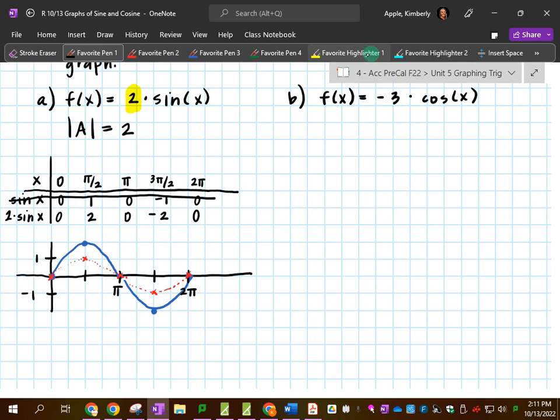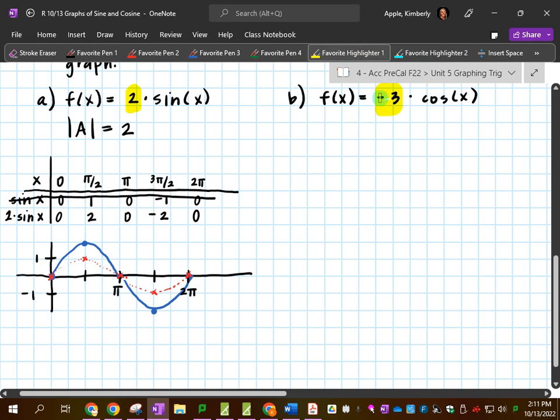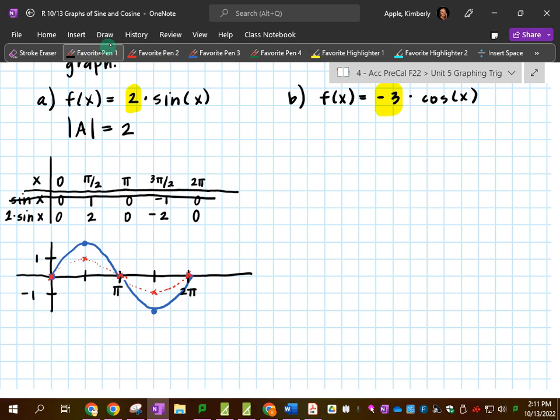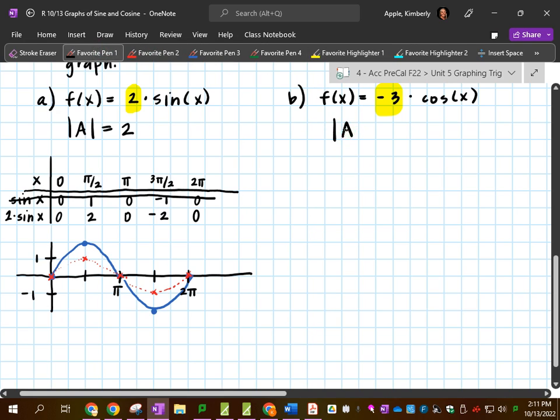All right, so for this one, notice I have a different a now. Now I have a negative value for a, but that's okay, because the absolute value of -3 is just 3. So this is the amplitude. The amplitude of this function is 3. So I'm going to go back and do the exact same thing I did before.